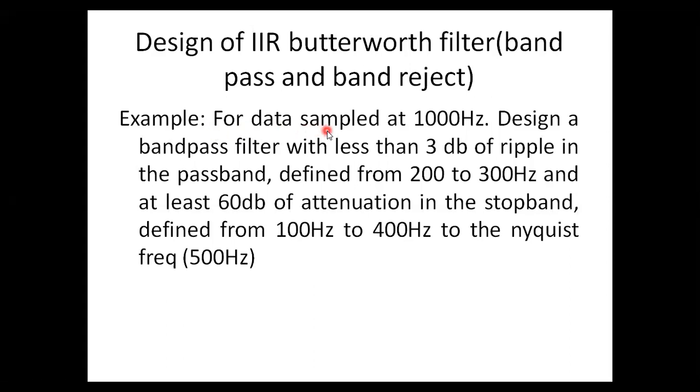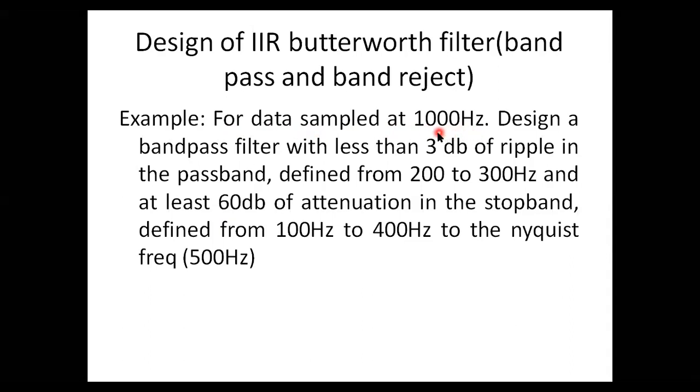For data sampled at 1000 hertz, this is given in the question, meaning 1000 hertz is your sampling frequency. You need to design a band pass filter with less than 3 dB of ripple in the pass band. This 3 dB ripple is given in the pass band, and that pass band is defined from 200 to 300 hertz. So these are the two pass band frequencies, and at least 60 dB of attenuation in the stop band. In the stop band, the attenuation is given as 60 dB, and that stop band is defined from 100 Hz to 400 Hz.